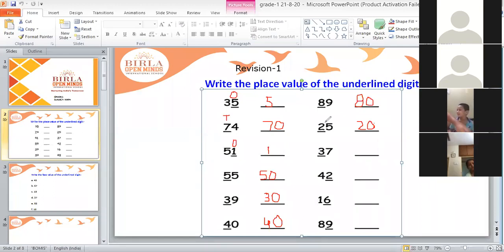Arhan Mohammed, you tell me next. The number is 37. Arhan, you tell me which number is underlined here.